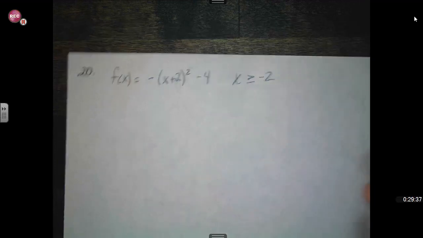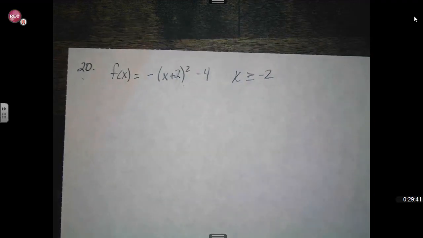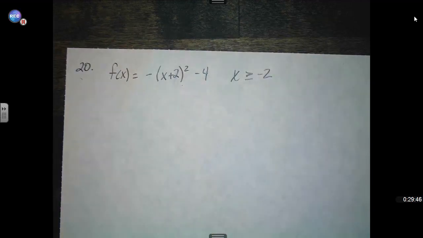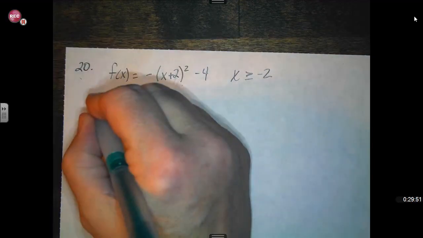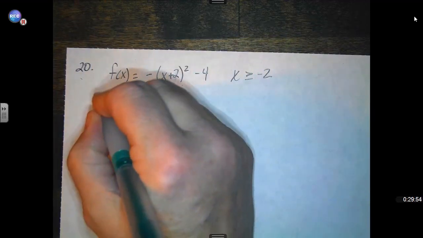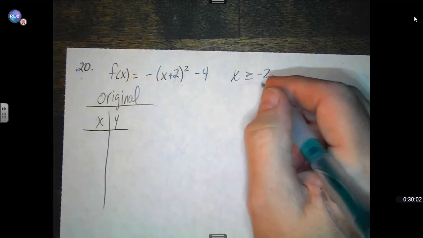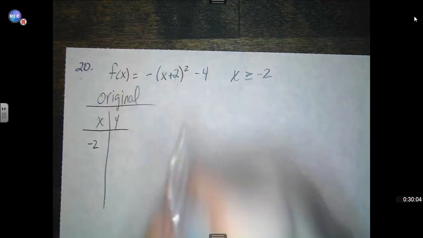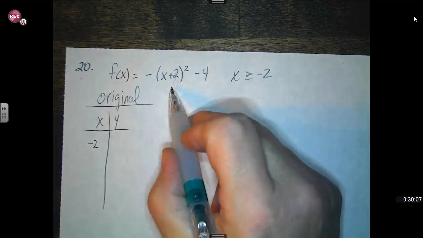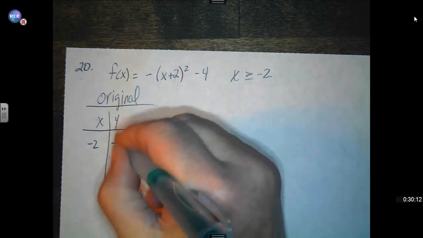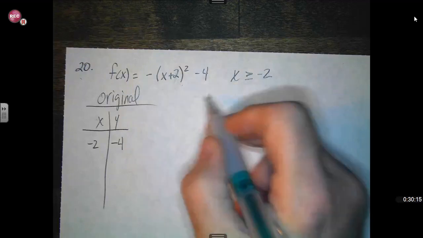Okay, so that's nice. Proving it is the toughest part for when we have a quadratic, I think, especially when it's not in standard form. But anyway, the first thing I like to do is to graph it. So for my original function, I'm going to start at my endpoint of my domain, which is -2, and which is also the vertex. The vertex is -2, -4. So if I plug -2 in, I get -4.